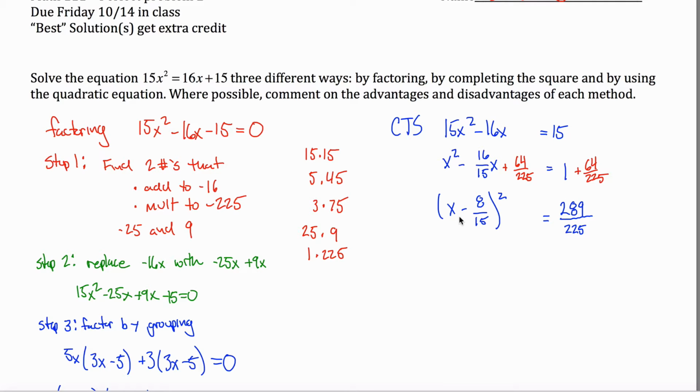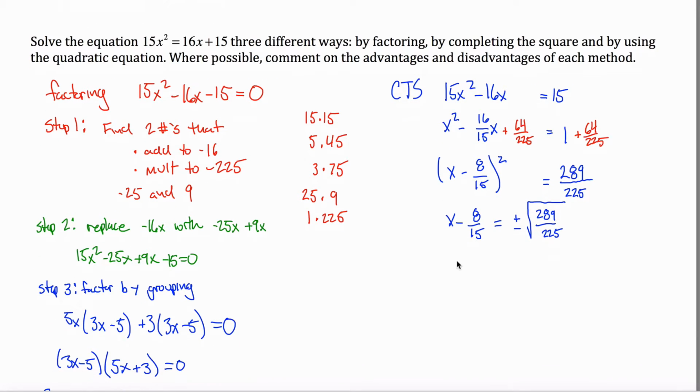Okay. Now I can solve this. I only have the letter x written one time, so I can solve this equation. The way I'll solve this equation is I'll first take the square root of both sides. x minus 8/15 is equal to the square root of this side. Well, anytime I take the square root, I got to put in a plus or minus. Square root of 289 over 225.